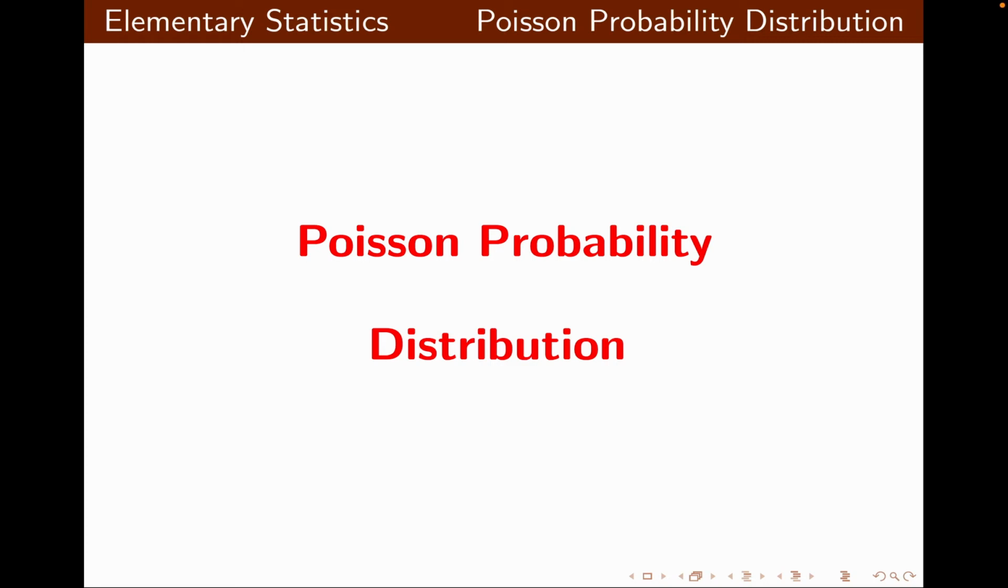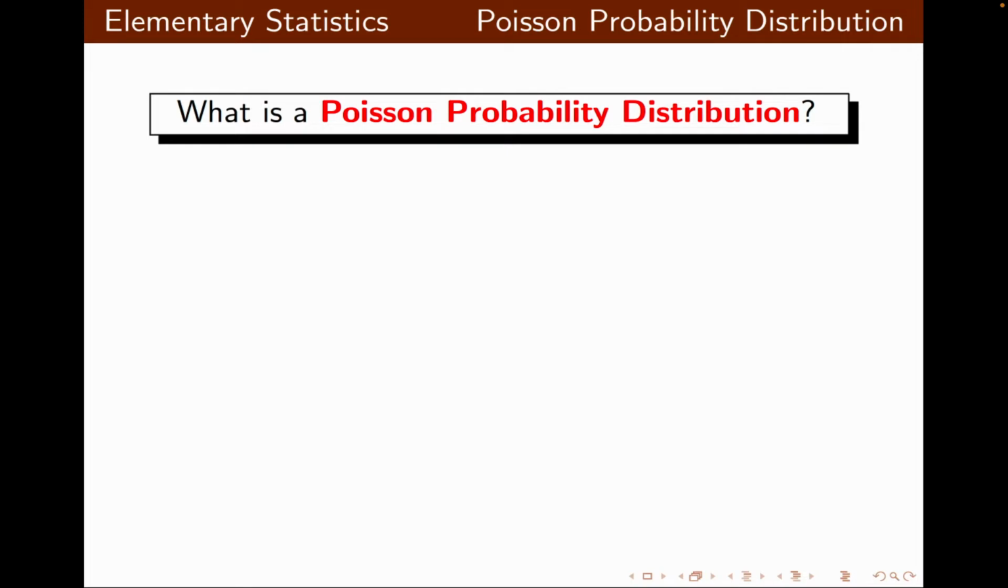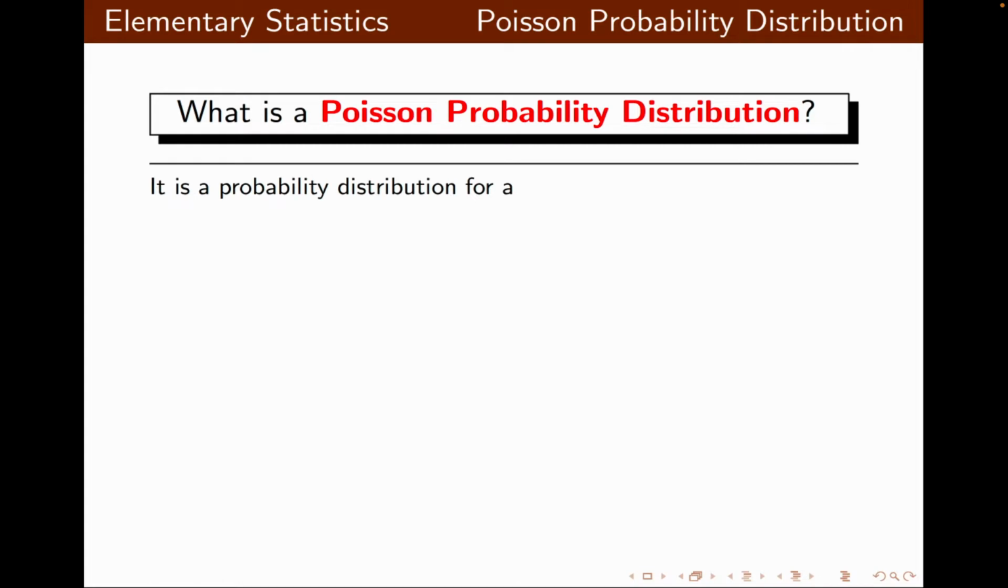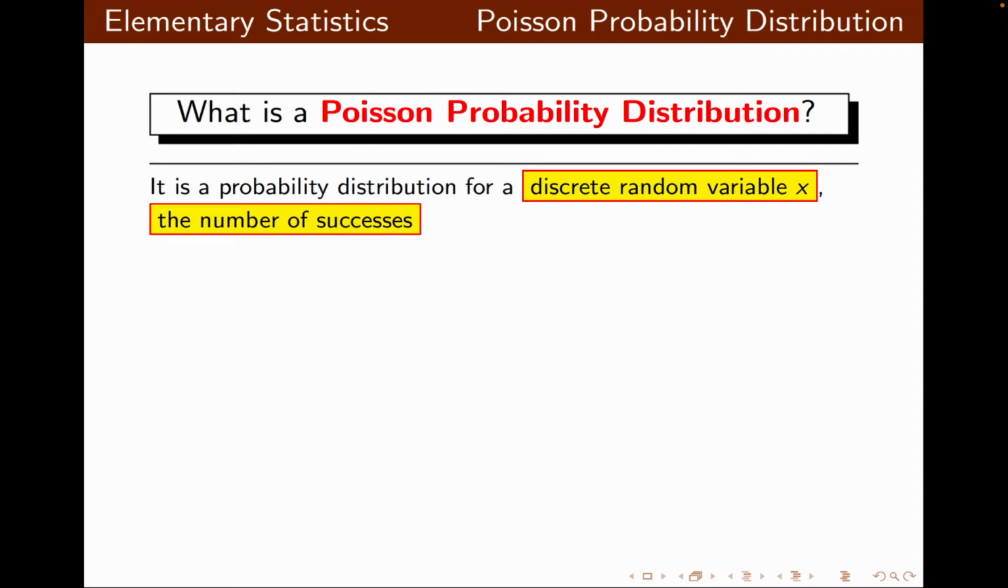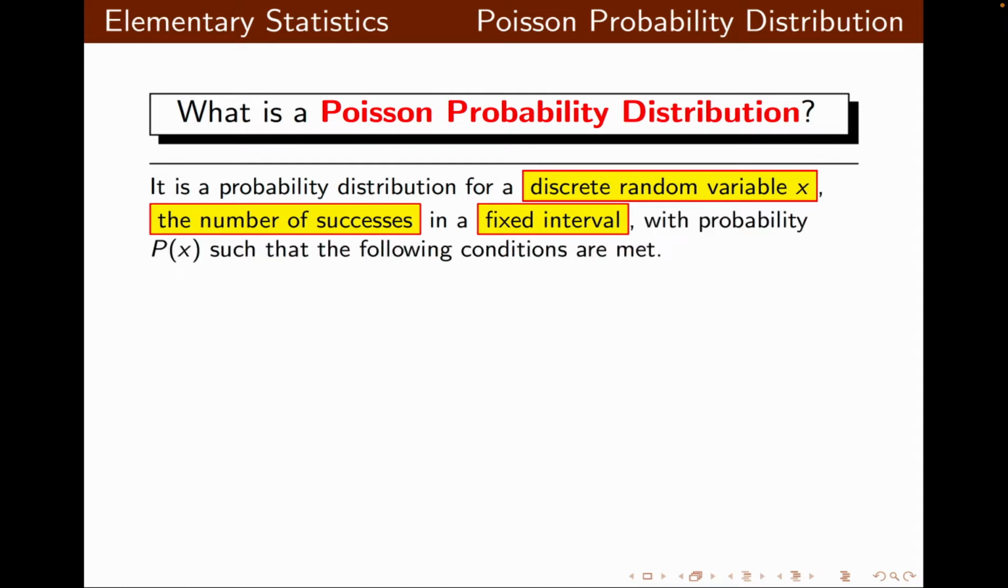In this video presentation, I'm going to talk about Poisson probability distribution. First, let's look at the definition of Poisson probability distribution and the criteria for this. It's a probability distribution for a random variable x, where x is the number of successes in a fixed interval with the probability p of x such that the following conditions are satisfied.